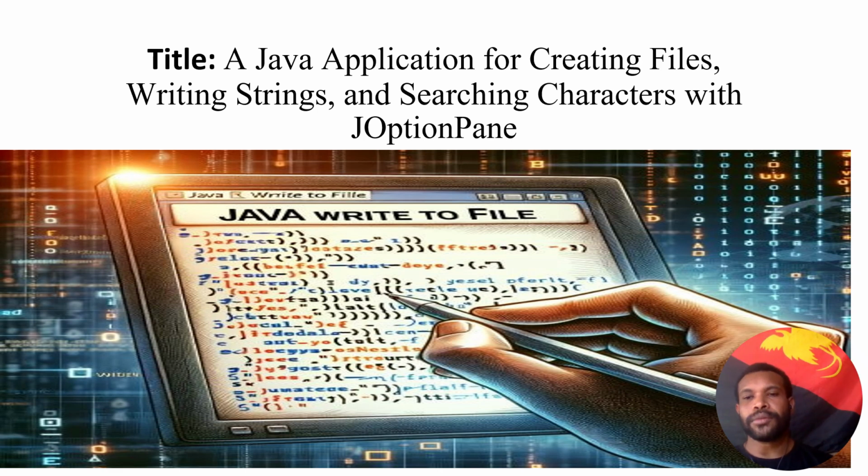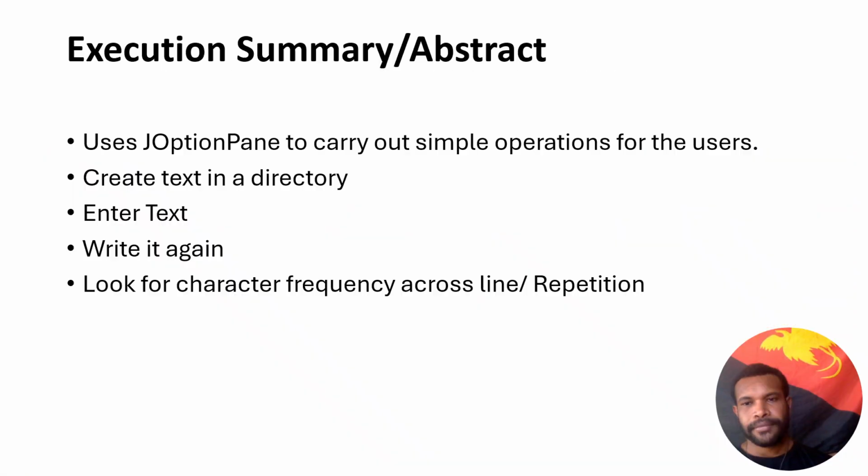Hello and welcome to a new Java program where I will talk about a Java application for creating files, writing strings, and setting characters with JOptionPane. After you use JOptionPane, you will carry out a simple operation for the users, and then you'll create text in a directory. You'll enter text, you'll write the text again, you'll look for character frequency across lines and repetitions.